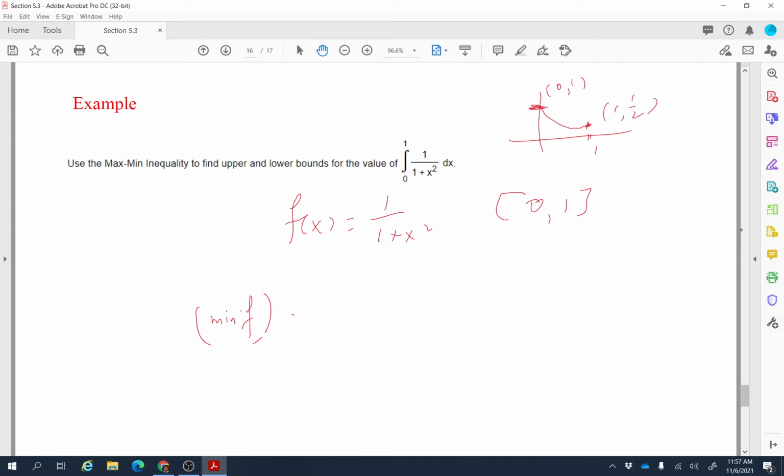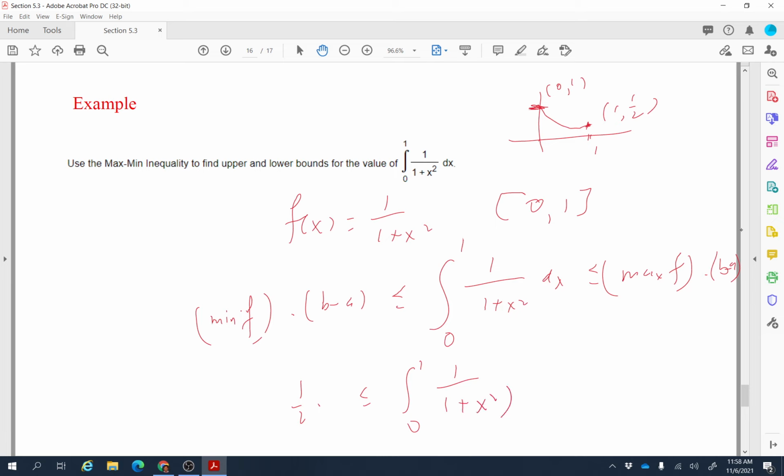So the minimum value of this function times b minus a is less or equal to the integral from 0 to 1 of 1 over 1 plus x squared dx, and this value is less or equal to the maximum value of the function times b minus a. So just plug b and a, and the minimum value of the function is given here by using this graph. It's a half times b minus a, which is 1 minus 0 is 1, and the maximum value is 1. So 1 times b minus a is 1. So this is bounded by 1 from the upper bound, and half from the lower bound.